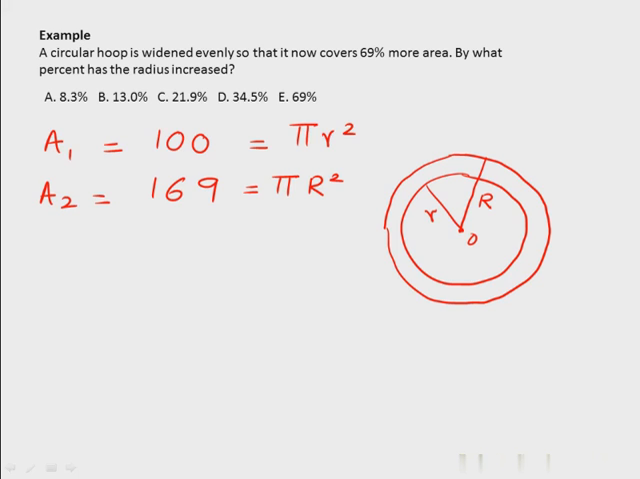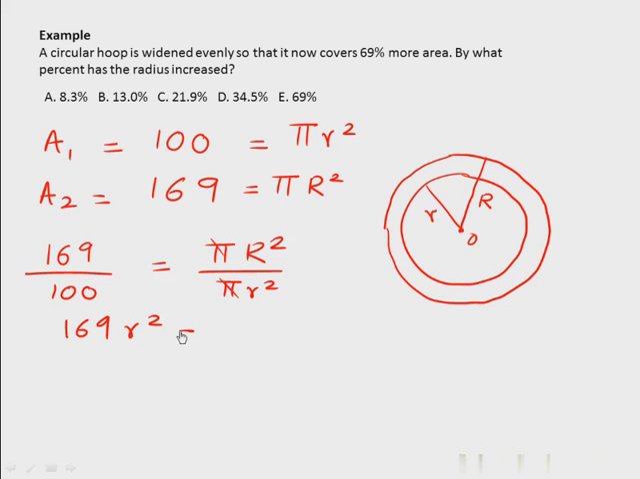So let's divide. 169 divided by 100 is the same as pi big R squared divided by pi little r squared. Cancel the pi's, which is why I divided. So I get 169 small r squared is 100 big R squared. I can take square roots on both sides. I know that the square root of 169 is 13. So I get 13r is equal to 10 big R.